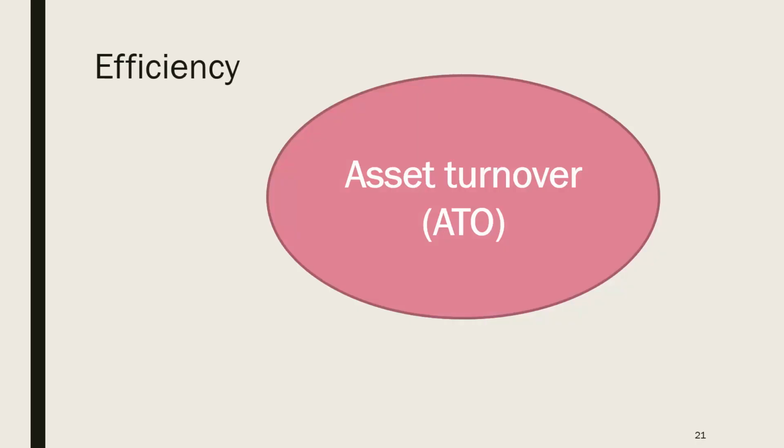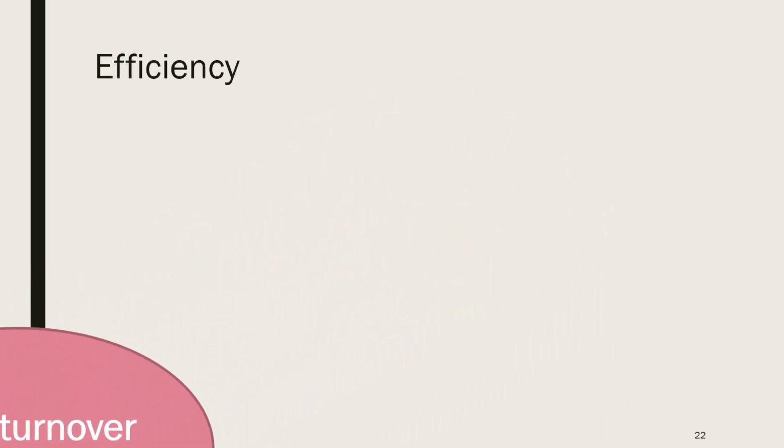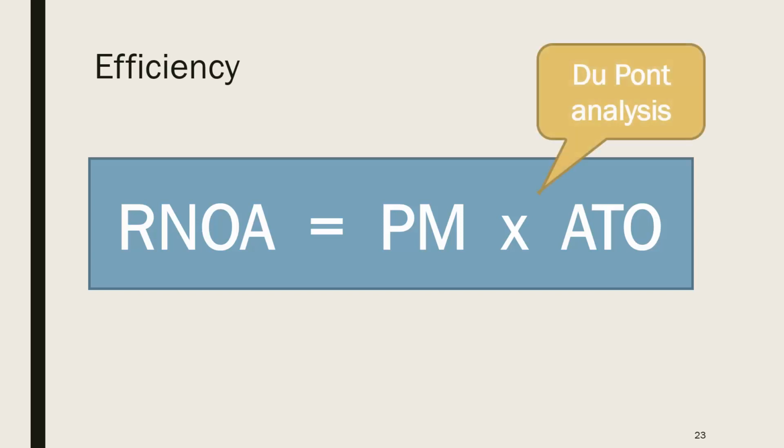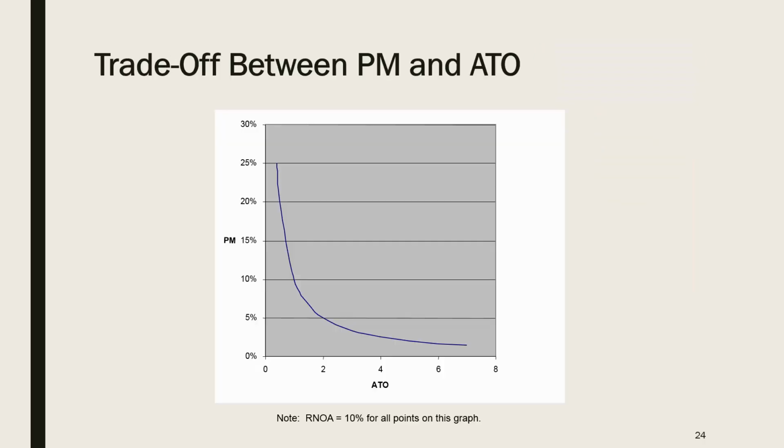It is easy in business to overlook the importance of a firm's asset turnover. Return on net operating assets is driven by the interaction between profit margins and asset turnovers. This is the DuPont analysis of operating profitability. Usually there is a trade-off between profit margin and asset turnover. The higher the profit margin, the lower the asset turnover, and vice versa.